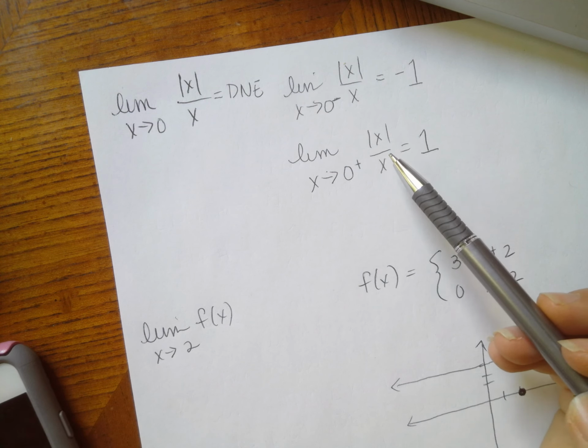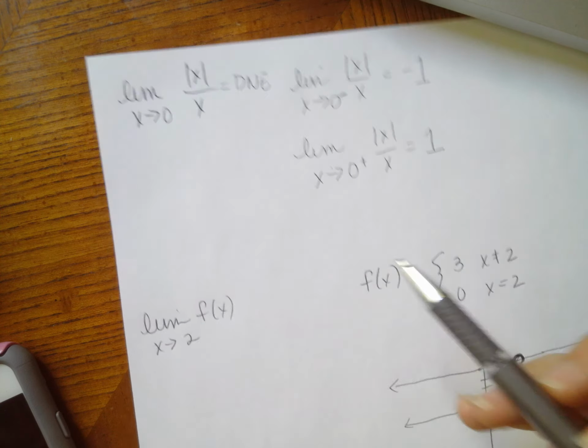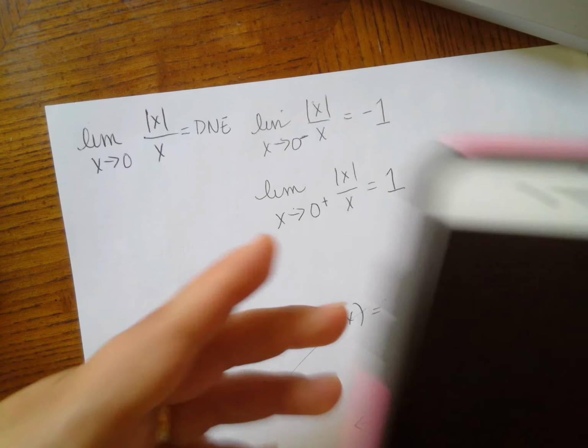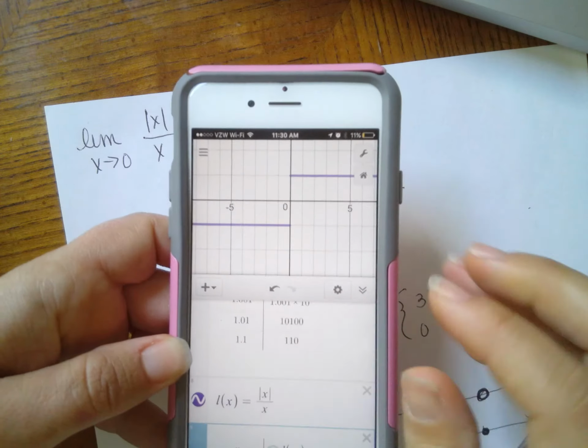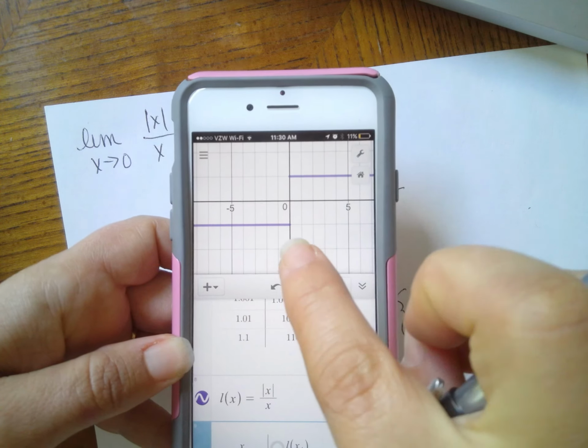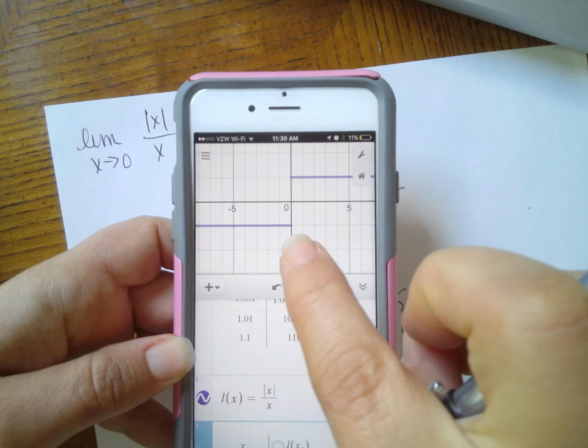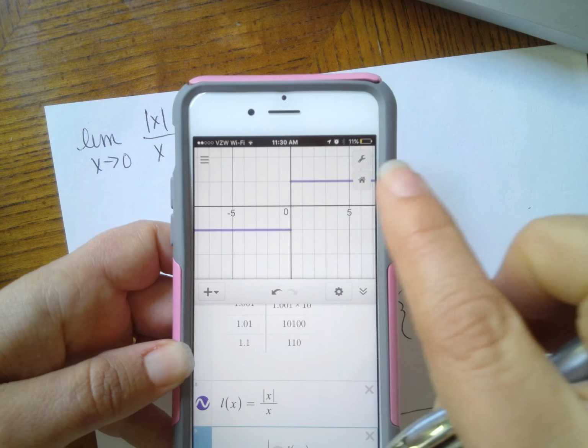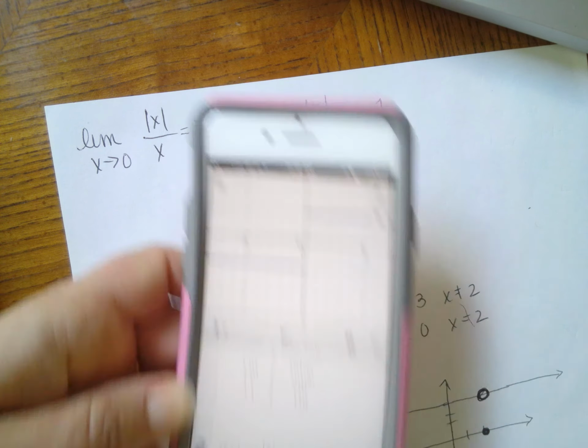So this one fails to exist because we have that jumping behavior in there, right? That's like I'm coming up to the y-axis and all of a sudden my graph just goes bloop and jumps up and now it's up here, okay?